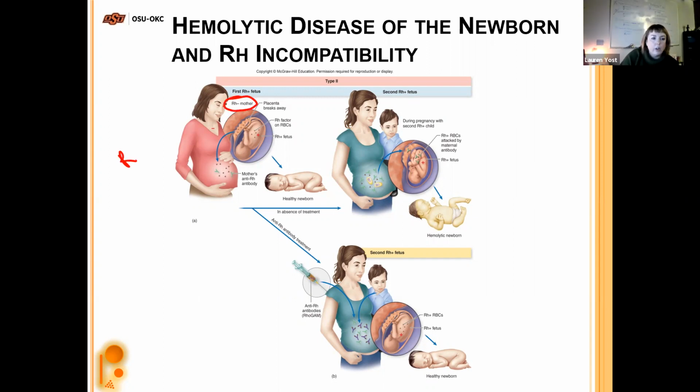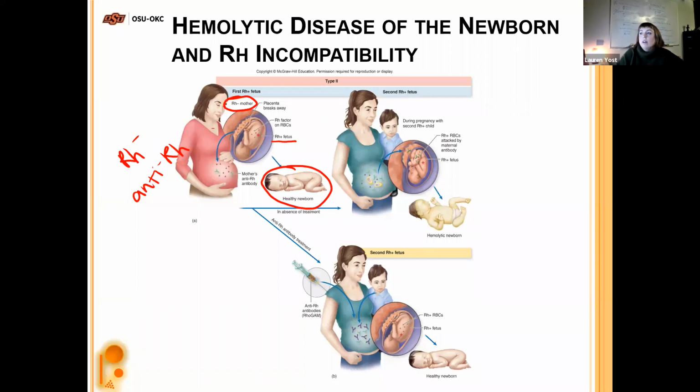RH negative. So she has anti-RH antibodies. The baby has RH. It's RH positive. So this RH positive baby is born and it's healthy. It's fine. There's no problem here. Okay. Maybe she doesn't know. Maybe nobody ever found out. I don't know what's going on with her life.